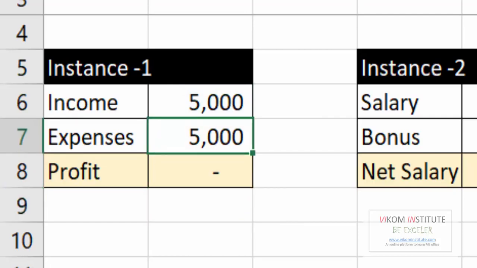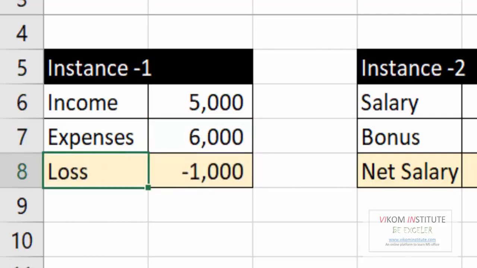Is that right? Let me show you. 6,000. Hey, loss, but loss can't be negative. A negative loss denotes it is profit, so it is totally wrong. We need to turn this figure into positive. So in that case we need to put a function again.